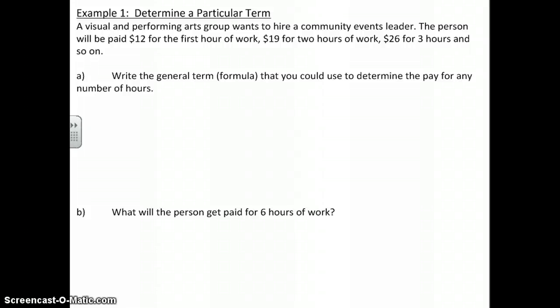Hi and welcome to section 1.1, example 1. In this one we want to determine a particular term.